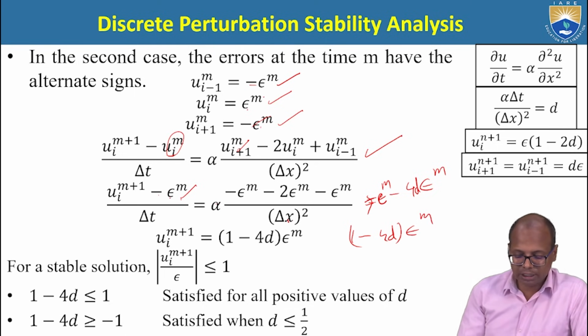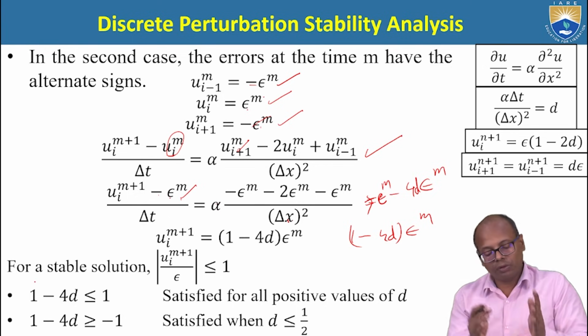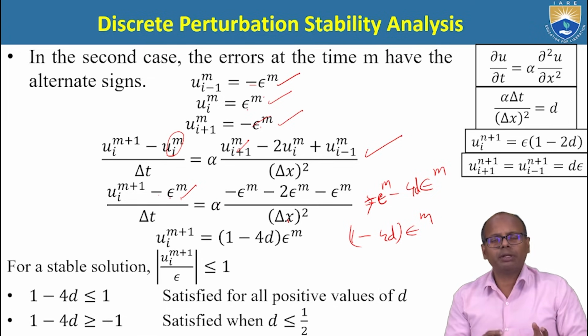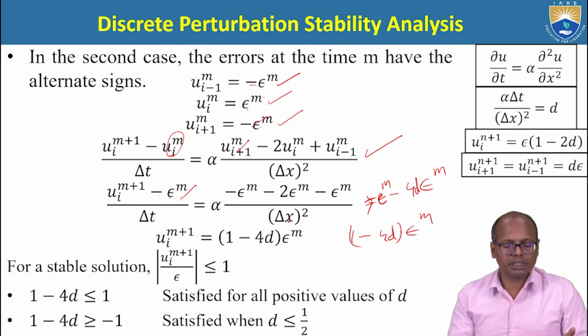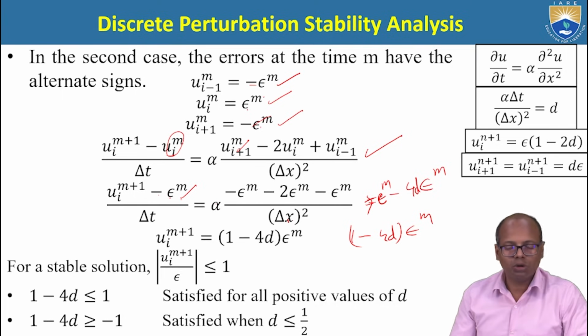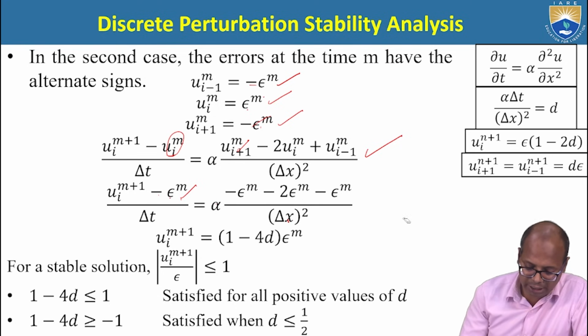Okay. Now this is the equation. Again we have to impose a stability criteria. The stability criteria, as we have done previously, is that u_i^(m+1) divided by epsilon, the modulus of this, must be less than or equal to 1. If I apply this, again I will have two cases. One is a positive one, one is a negative one.